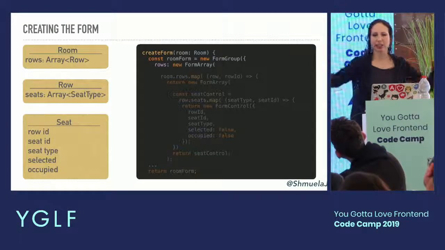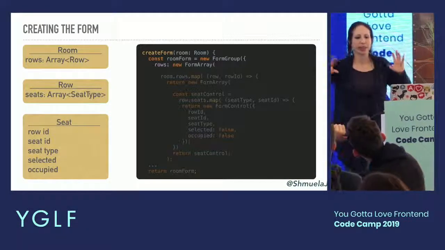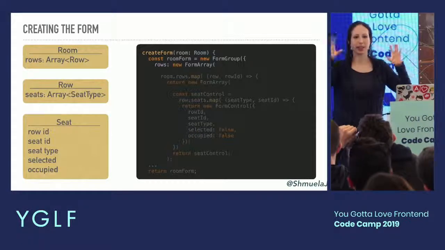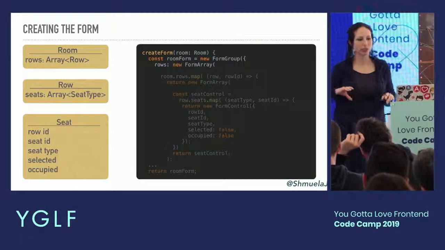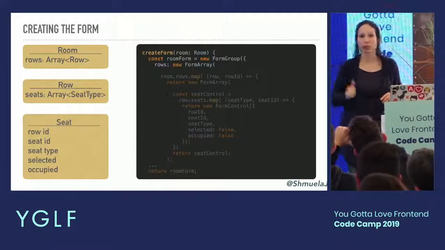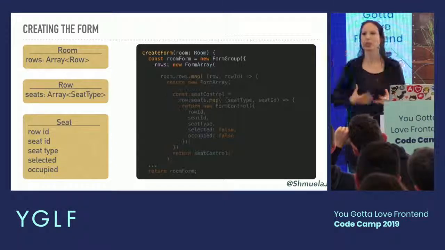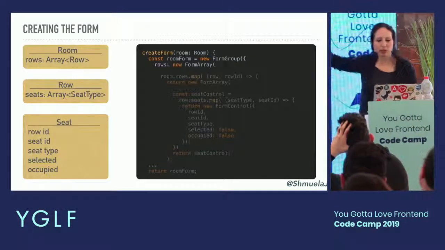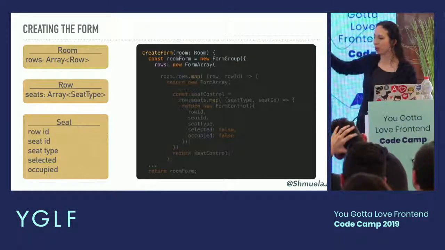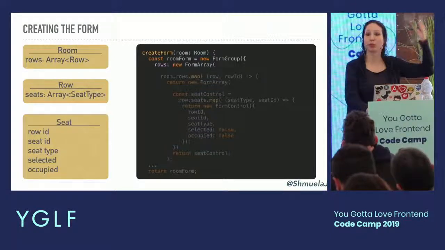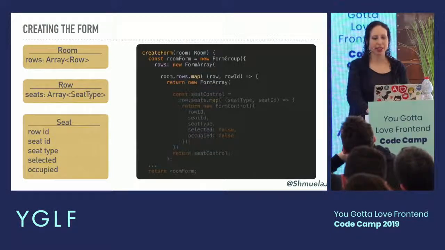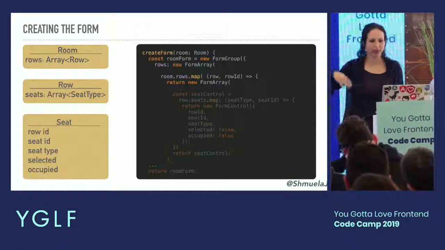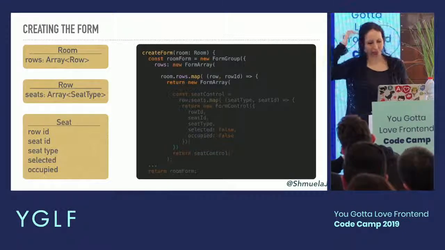In Angular, to create a form, you create a form group. And this form group will hold everything that this form may hold, which can be other form groups, form arrays, and form controls, which are the leaf components. So the form group is composed of the rows, which is a form array that has the rows of the seats.